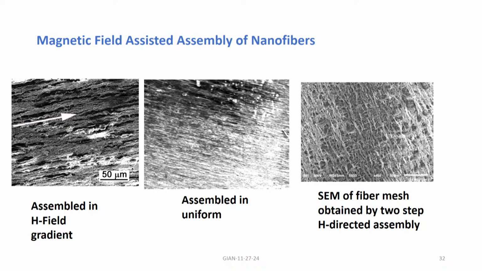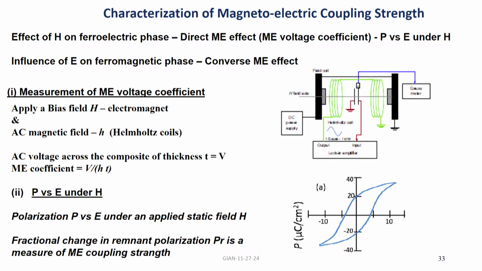This one we did like a matrix. We just applied a field along this direction, for example, so the fibers align along the field. Then we added another layer of fibers and applied a field in the perpendicular direction. So it's like a matrix. That's what you see here. So for characterization, we used the low frequency magnetoelectric voltage coefficient, and also we did polarization versus electric field in the presence of a magnetic field. These are the two techniques.